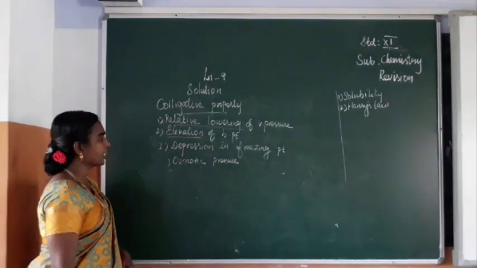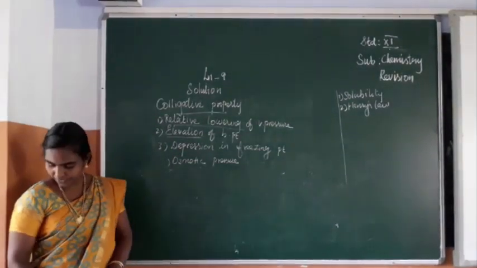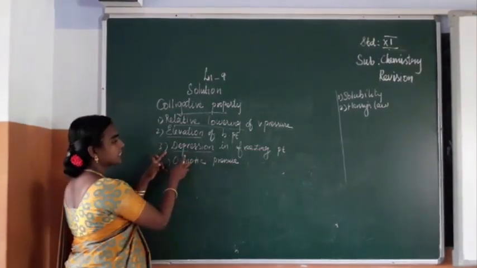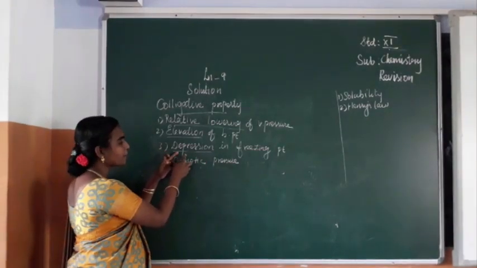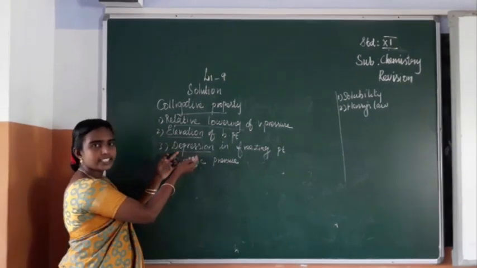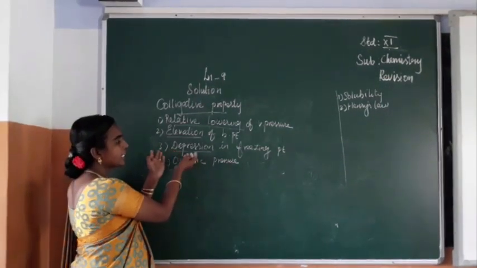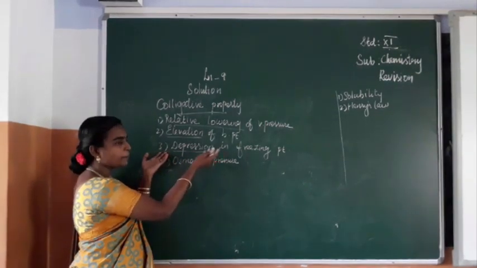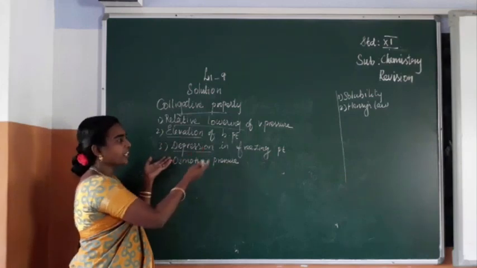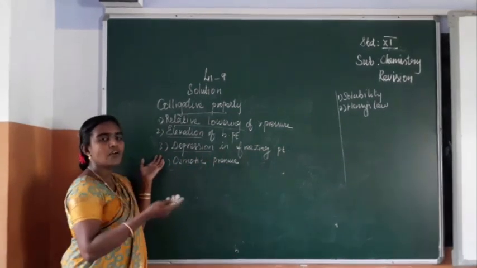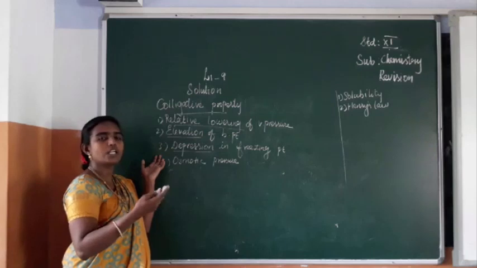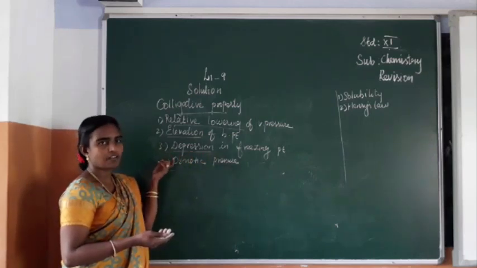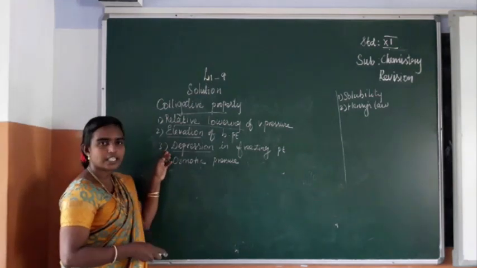So from the word you can understand. Depression in freezing point: the freezing point of a solution is less than that of the solvent, and that is called depression in freezing point. The freezing point of a solution which contains a non-volatile solute is lower than the freezing point of the solvent.